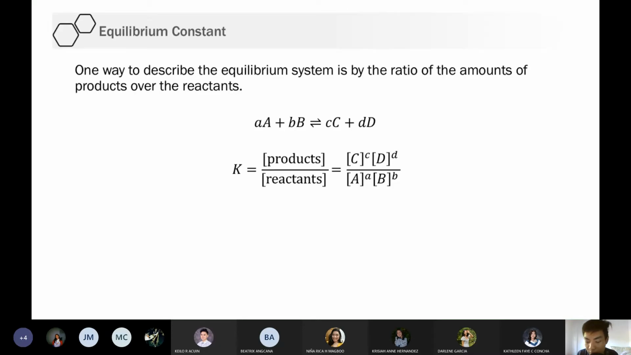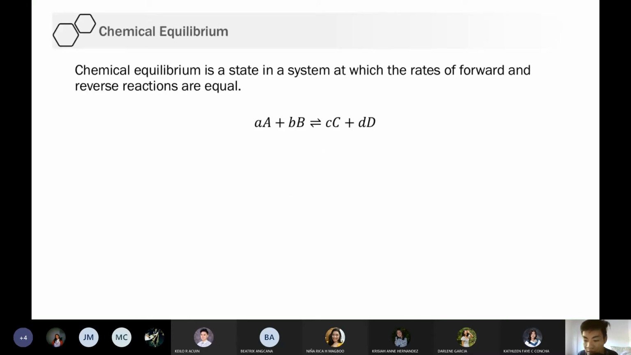We said that equilibrium is a state of a system, or a state of a solution, in which the rates of forward and reverse reactions are equal. That means some of the reactants are being converted to products, and at the same time, your products are being converted back to reactants. Those two instances happen at the same time. Whenever we have such a state for the system, then we have a chemical equilibrium. So two reactions are happening at the same time, the forward and the reverse reactions.